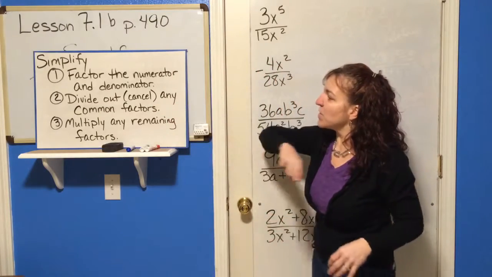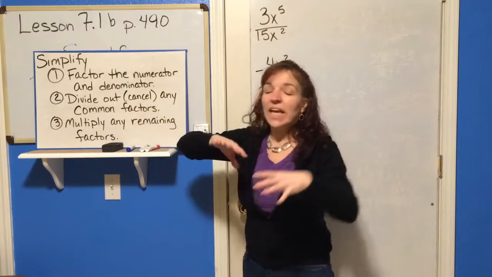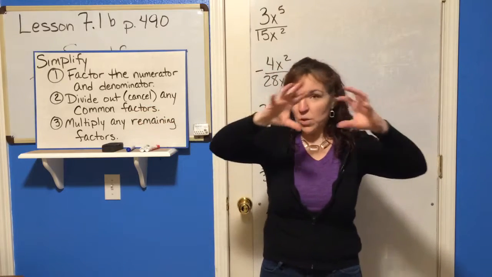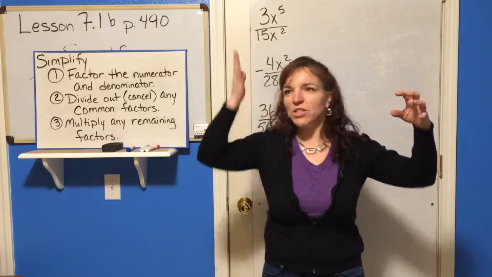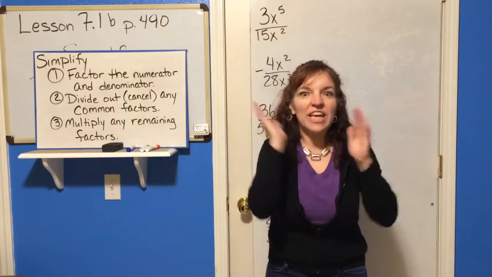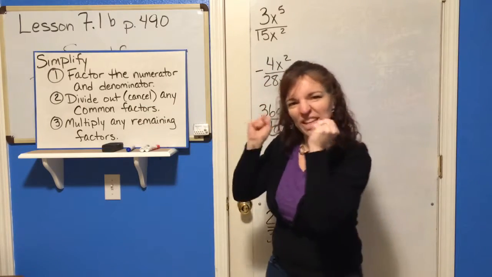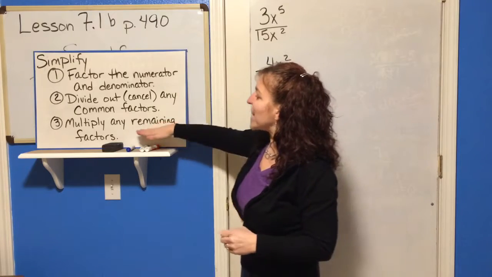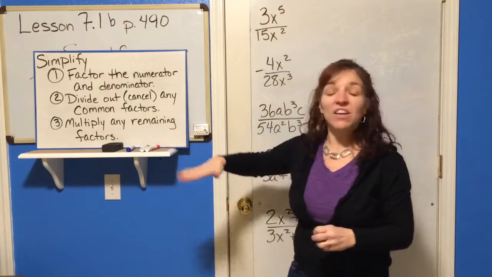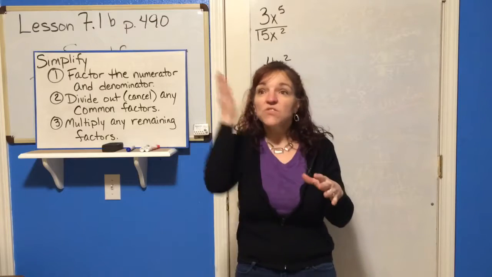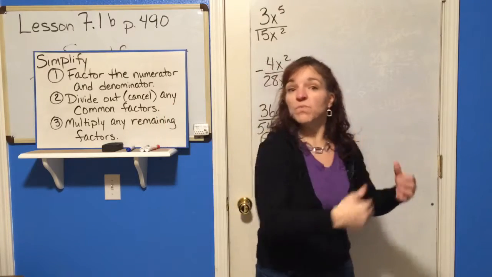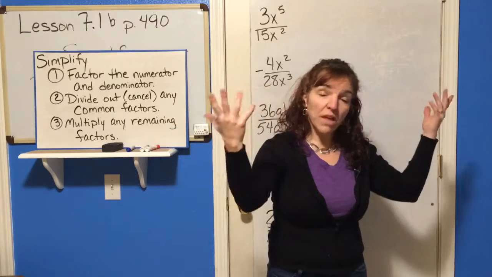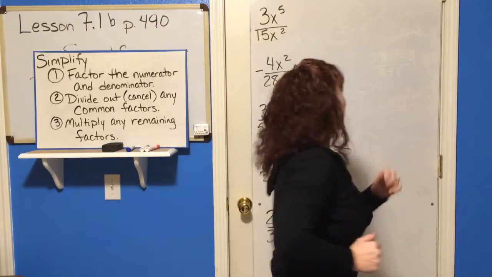Because the second step is to divide out or to cancel any common factors. So if you factor it all out, you can quickly and easily see, ooh, this matches, this matches, this matches. I love it. I love canceling things out. It makes it all simple and easy. And then the last step is to multiply any remaining factors. So if you've canceled as far as you can go and there's still a few factors left, you just multiply those across, and there's your final answer. Let's do some. Here we go.